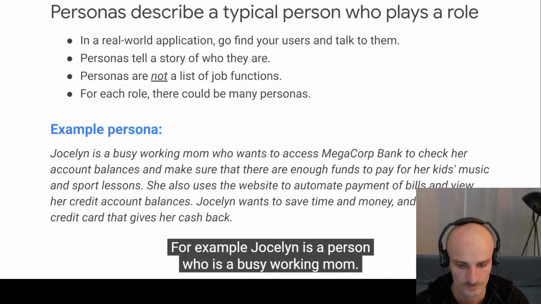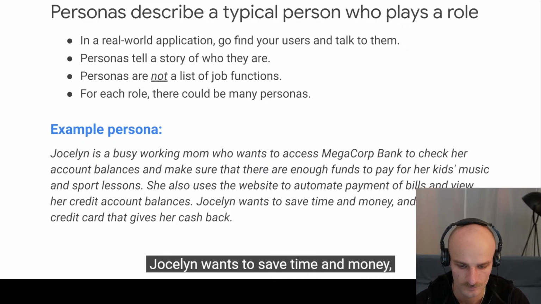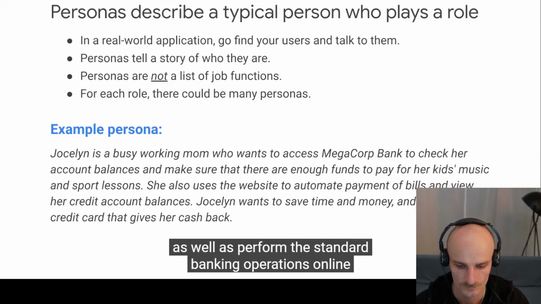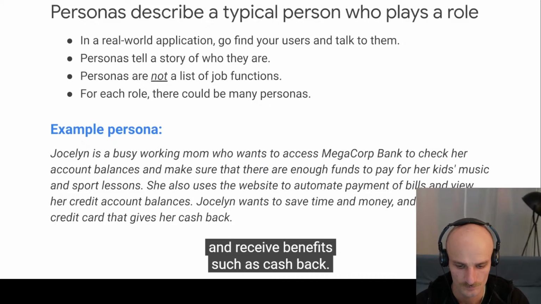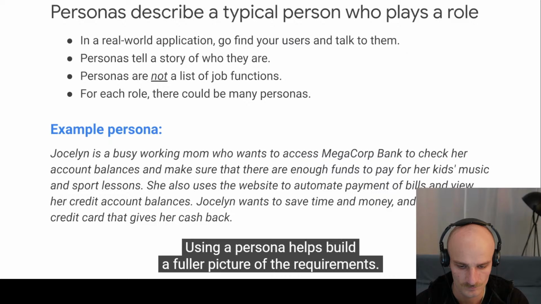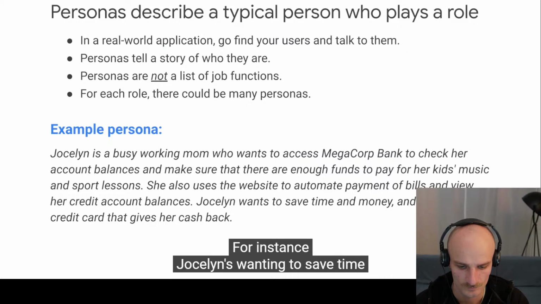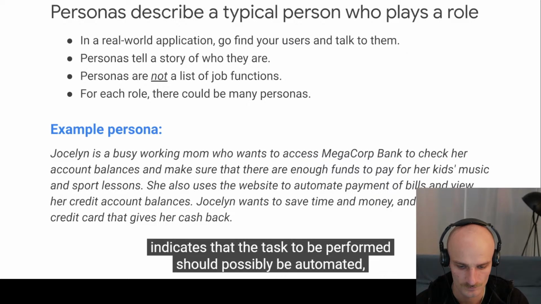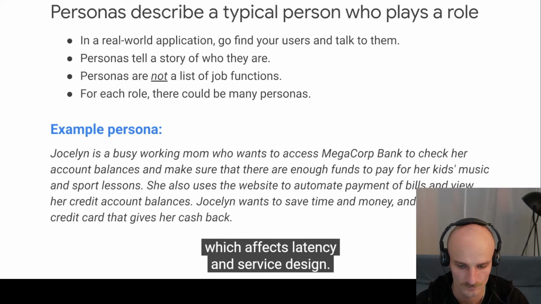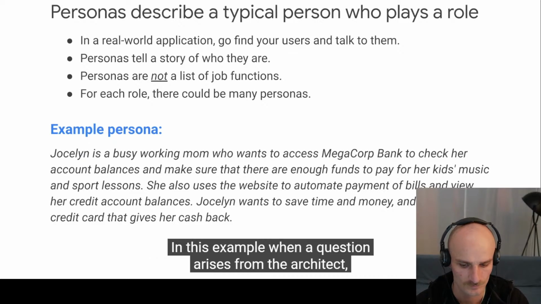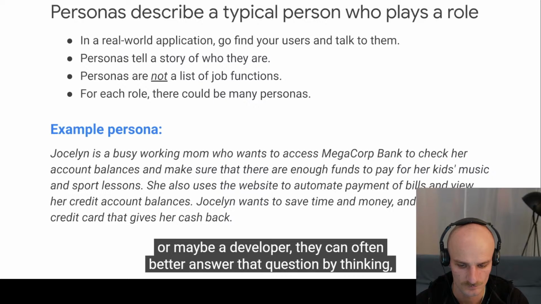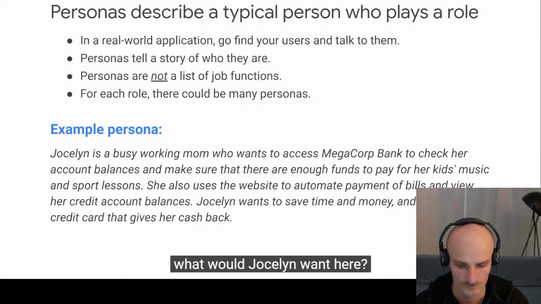For example, Jocelyn is a person who's a busy working mom. Jocelyn wants to save time and money, as well as perform these standard banking operations online and receive benefits such as cashback. Using a persona helps build a fuller picture of the requirements. For instance, Jocelyn's wanting to save time indicates that the tasks to be performed should possibly be automated, which affects latency and service design. In this example, when a question arises from the architect or maybe a developer, they can often better answer that question by thinking, what would Jocelyn want here?